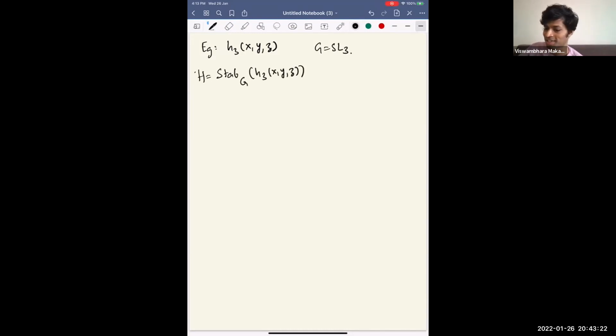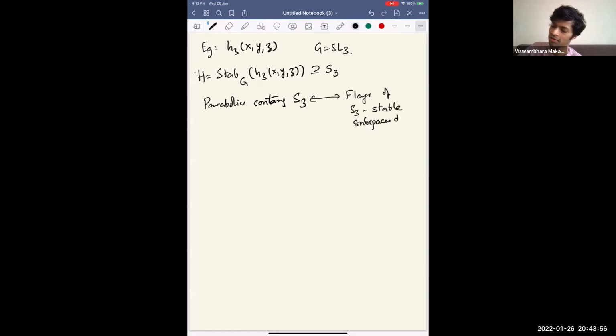Maybe I don't really care what it is, but I do know that it at least contains the symmetric group. It is a symmetric polynomial, right? So if I swap around the variables, that's okay. It doesn't change it. So for parabolics containing H, or maybe let's just come down to at least the symmetric group, we have to basically then look for flags of symmetric group stable subspaces of K3.